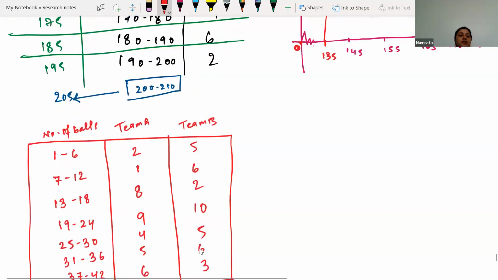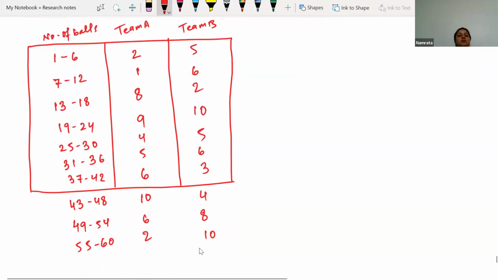These are the given data. We need to plot the frequency polygon for the given data. Now you will be able to understand why we need to plot the frequency polygon. With the help of a frequency polygon, we will be able to analyze the data in a better way. When we are comparing 2 teams, 3 teams, 4 teams, this graphical representation helps us to understand and compare the data in a better way.